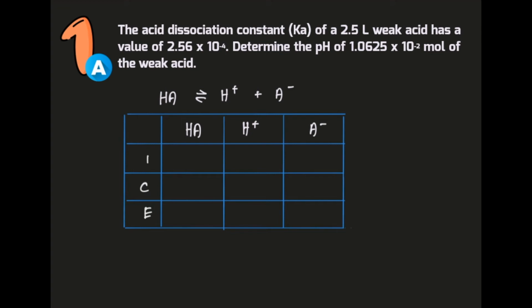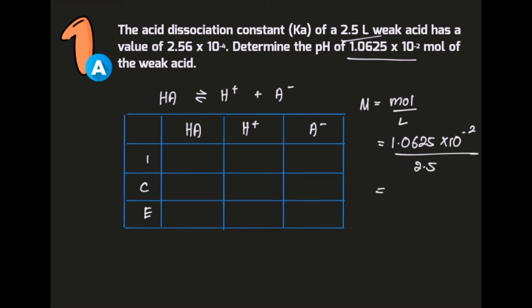But please do understand that in your ICE diagram, you need to write the molarity instead of the number of mole. So the molarity is equivalent to mole over liter. So the number of mole given to you in the question is 1.0625 times 10 to the power of negative 2 divided by 2.5 liter. So that one you will get 4.25 times 10 to the power of negative 3 molar.